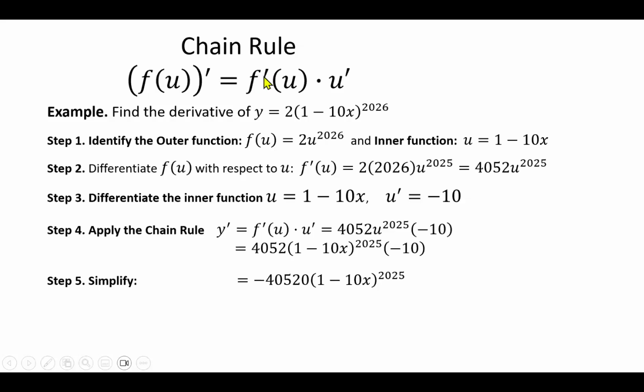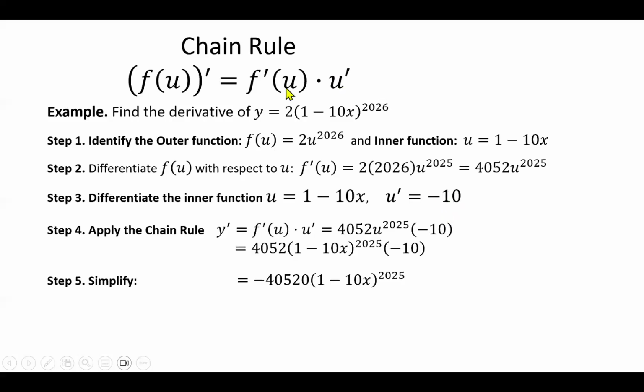So you're going to find the derivative of the outer function. If you look at this, it's going to be a power rule. So the 2026 comes down multiplying, you subtract 1 from the exponent, you get 2025. And then as you do your multiplication, you get 4052 u to the power 2025. Next, you find the derivative of the inner function. The derivative of 1 is 0 minus the derivative of 10x, which is simply negative 10.